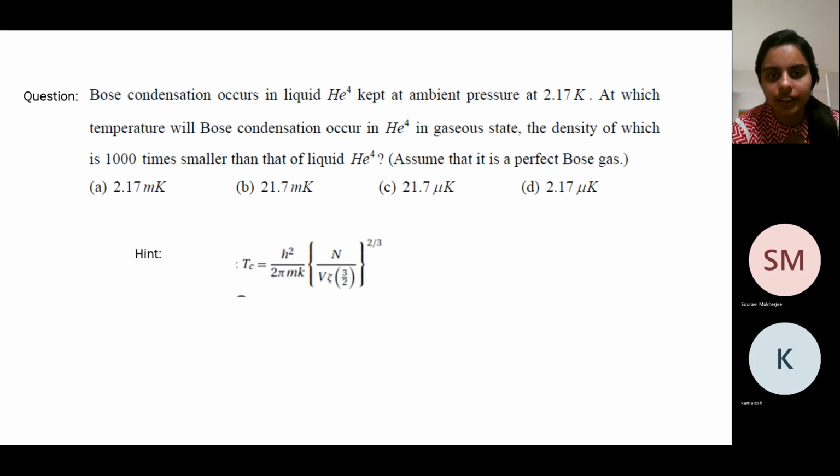Once you derive the equation, you would see that it depends on density as 2/3. So remember these dependencies.